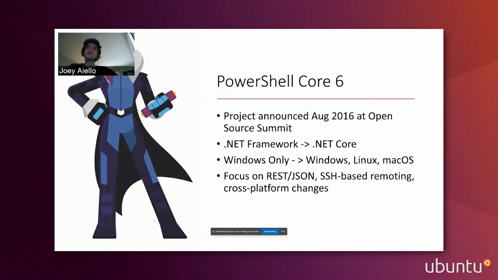So in August of 2016, we announced PowerShell Core 6. This was based on .NET Core instead of .NET Framework, and this allowed us to move to a cross-platform set of environments. So, where in the past we only supported versions of Windows, we now support Linux and macOS. We aggressively expanded the distros that we supported, obviously limited by what .NET Core has supported. But we focused here on really interacting with cloud APIs primarily.